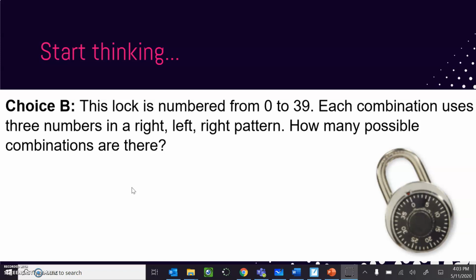The next choice for a combination lock is a lock that's numbered from 0 to 39. This is a lot more like the lock that you have on your locker at school. Each combination uses 3 numbers in a right, left, right pattern. So the question for choice B is how many possible combinations are there for this lock? Again, pause the video, do some work, come back for choice C.